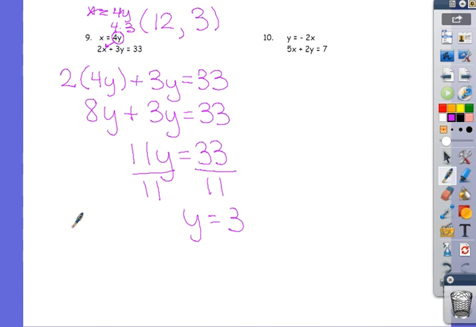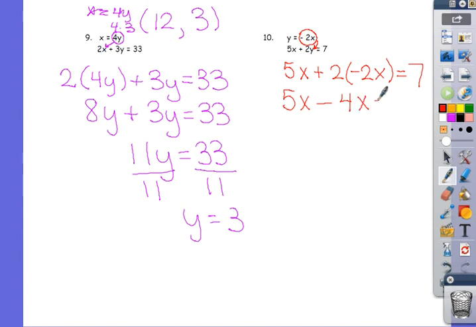Okay, number 10, we're going to do the same thing. Okay, y is negative 2x, so that goes in for y. Be careful, make sure you plug it in for the correct variable. Don't put it in for x if you're supposed to be substituting for y. All right, so 5x plus 2 times negative 2x equals 7. So 5x minus 4x, so we can just put minus 4x, right? Equals 7. Oh, nice. 5x minus 4x, 1x, or just x, equals 7.